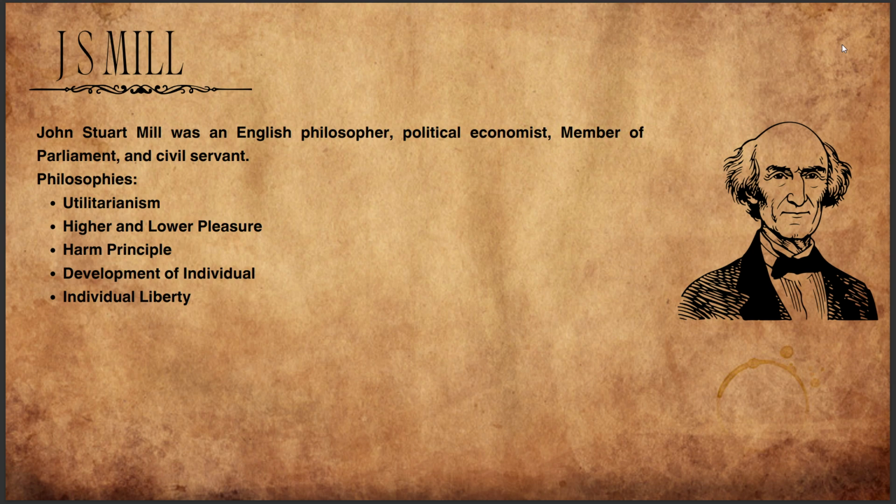Next one is higher and lower pleasure. See, J.S. Mill distinguished between higher and lower pleasure, where he considers higher pleasures of mind and intellect as more valuable compared to the lower pleasures like bodily pleasures, and argues that pursuing intellectual, moral, and aesthetic pleasures lead to overall greater happiness. This shows the qualitative aspects of pleasure.